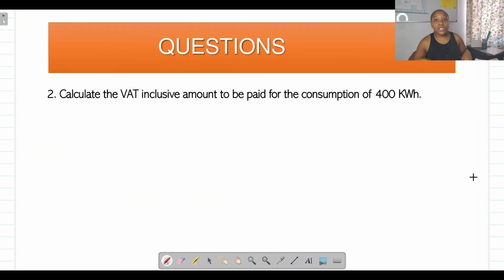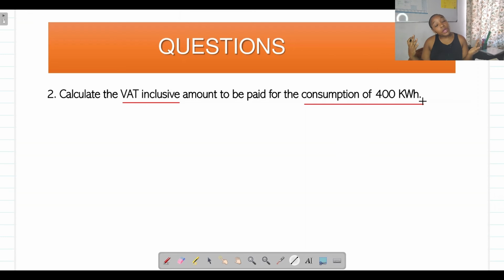Let's have a look at this question, guys. Quickly take a picture of it. Cool stuff, right? So we're going to analyze this question together. It says that we need to calculate the VAT inclusive amount to be paid for the consumption of 400 kilowatt hours of electricity. So in this case, we are calculating what the amount will be, including the VAT, for the consumption of 400 kilowatt hours of electricity.